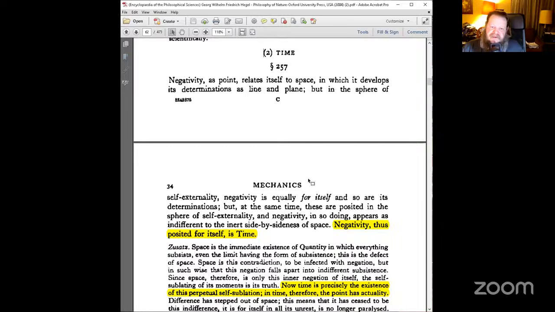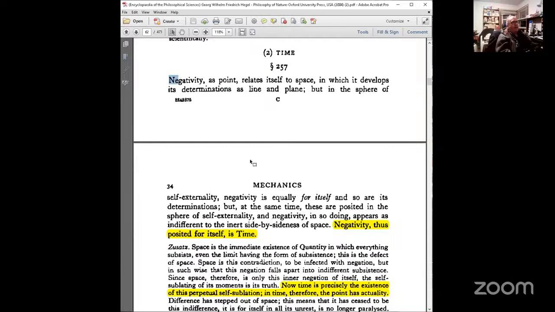Read 257. Negativity as point relates itself to space in which it develops its determinations as line and plane, but in the sphere of self-externality, negativity is equally for itself, and so are its determinations. But at the same time, these are posited in the sphere of self-externality, and negativity in so doing appears as indifferent to the inert side-by-sideness of space. Negativity thus posited for itself is time.